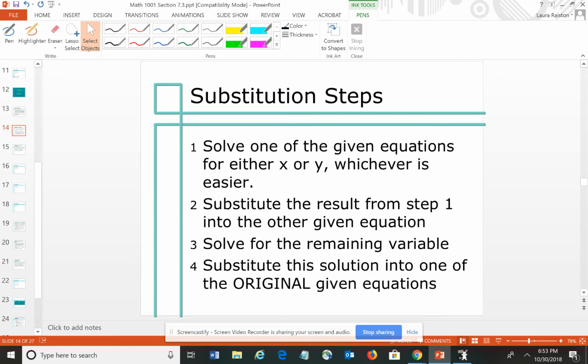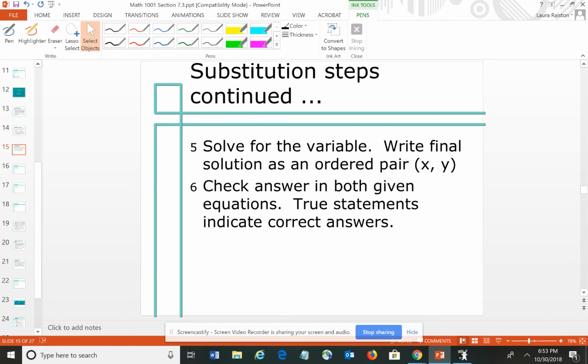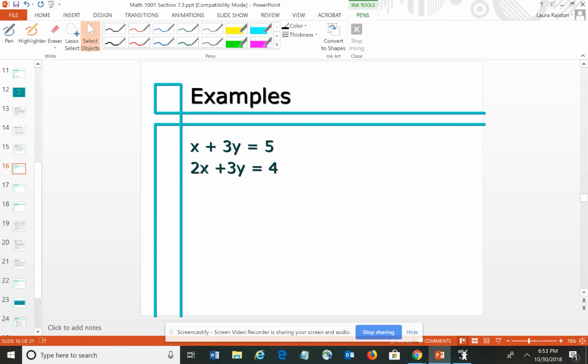You can pause the video and read through the substitution steps, but I want to jump to the example so you can actually see the process in action. Okay, so I'm going to skip 2 slides and you can pause and read those. All right, so here's our first example. We have x plus 3y equals 5 and 2x plus 3y equals 4. And we want to use the idea of substitution.